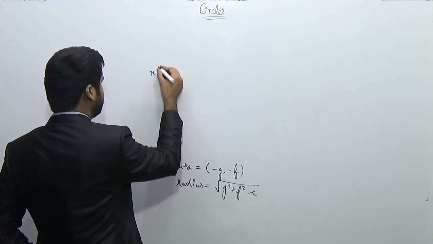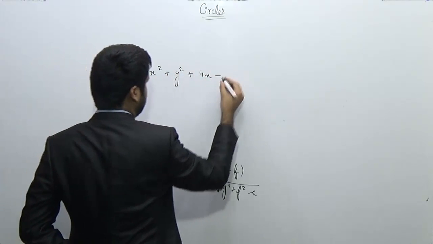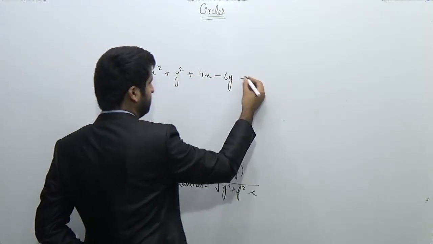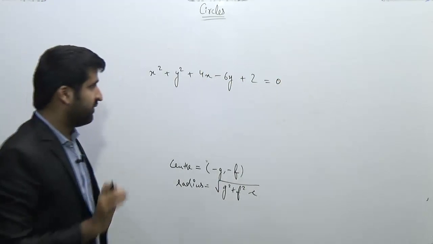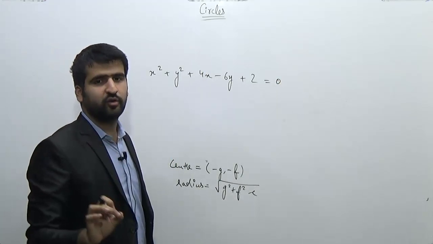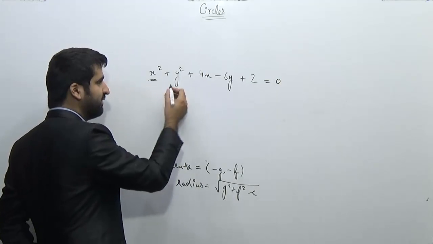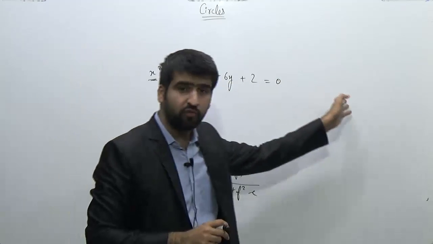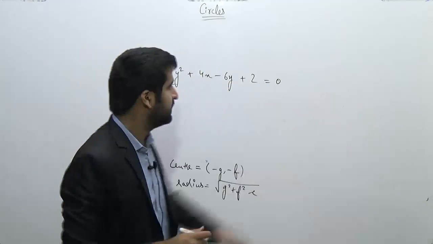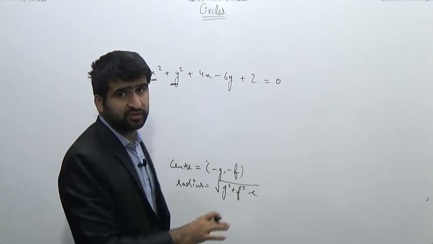You're given that x square plus y square plus 4x minus 6y plus 2 is equal to 0. This is the equation. First of all, we have to recognize that this is the equation of a circle. How will we do that? We have an x square term, a y square term, an x term, a y term, and a constant term. So this always denotes the equation of a circle. Now I have to find the center and the radius of the circle.